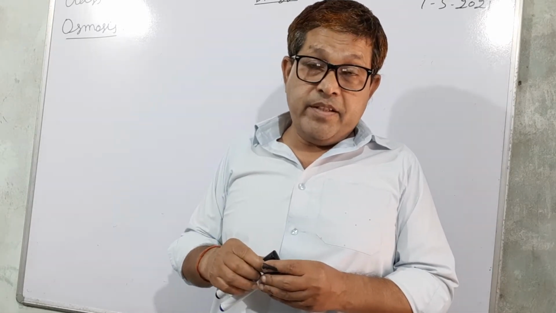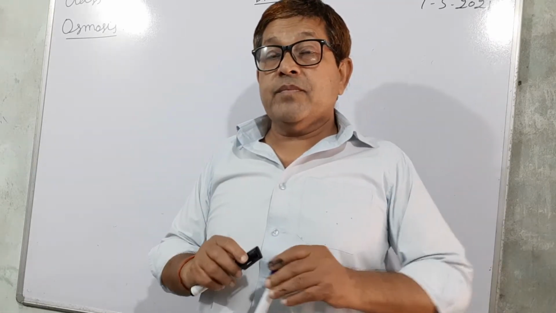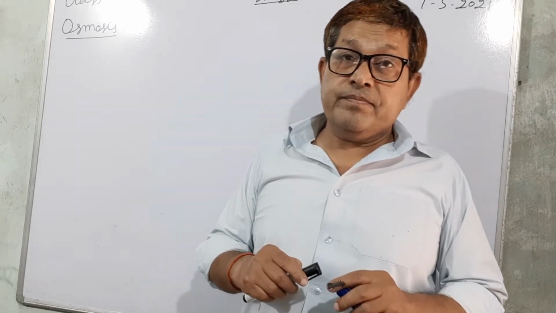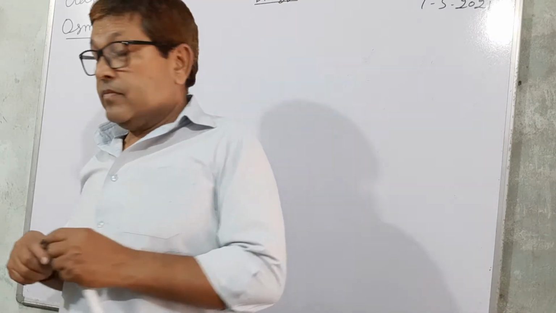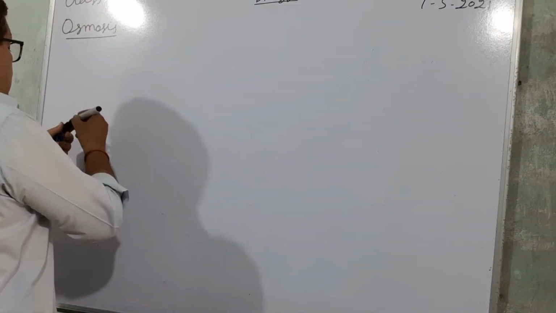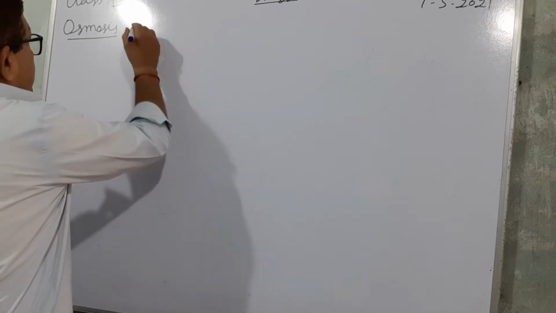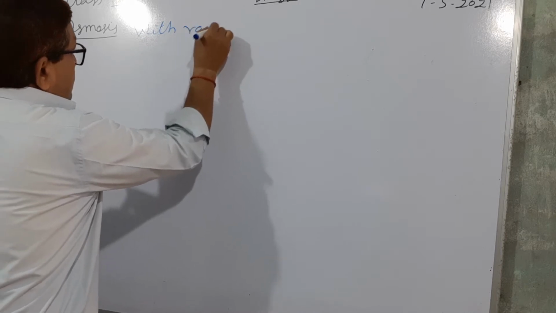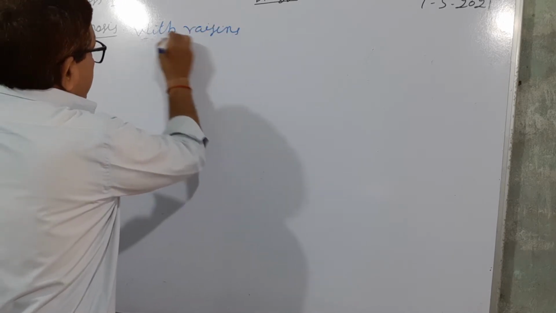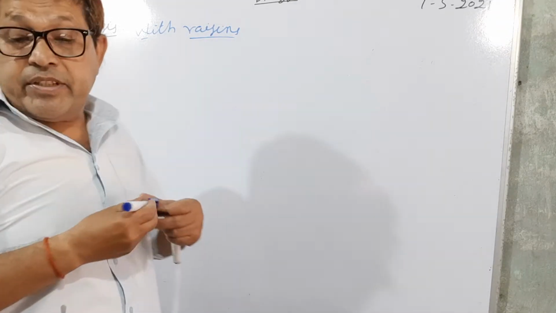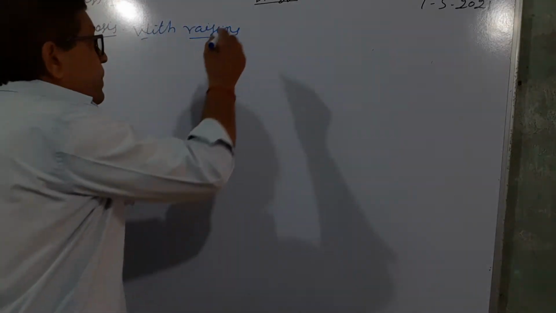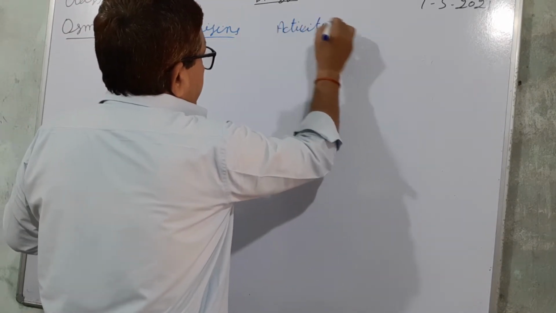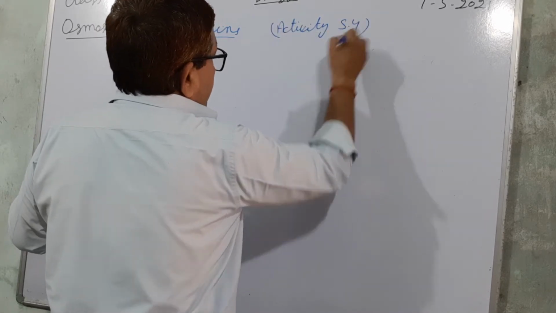Today one more activity is there: osmosis with raisins. So you see the activity 5.4.